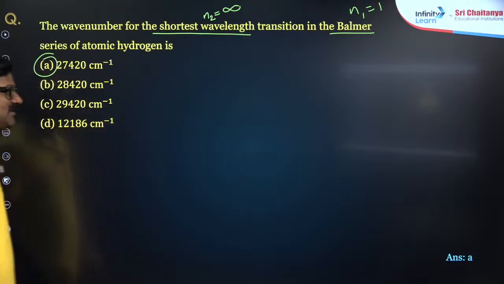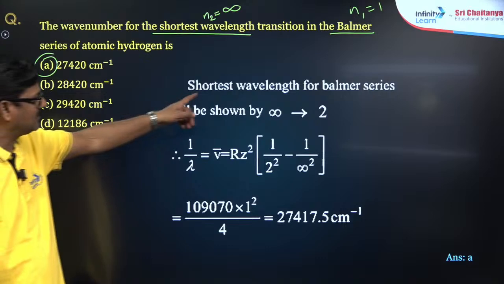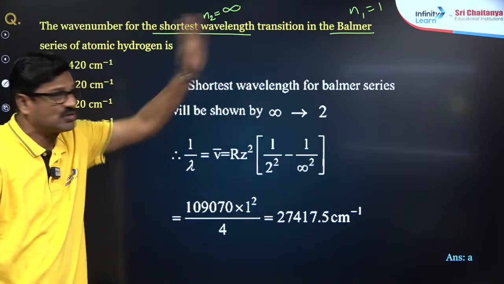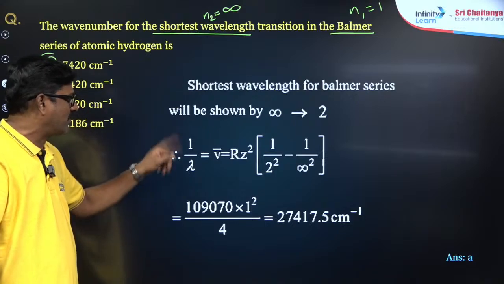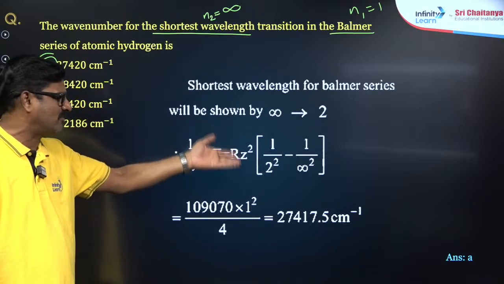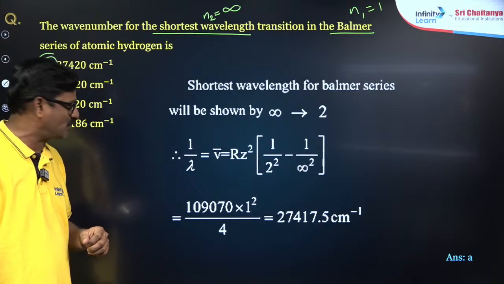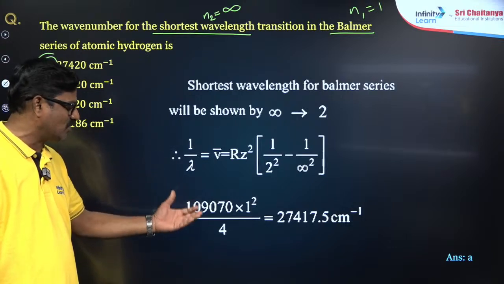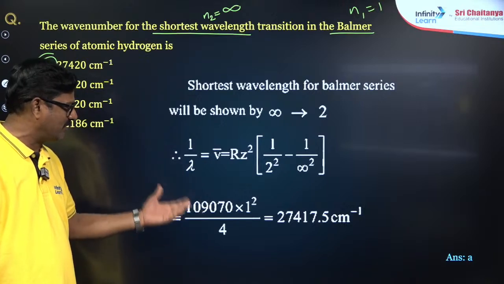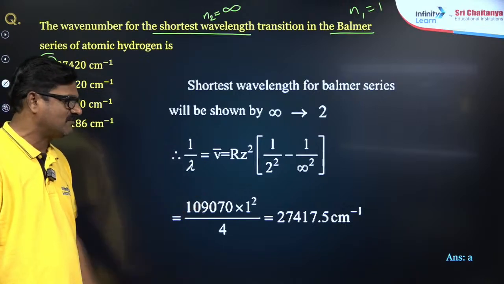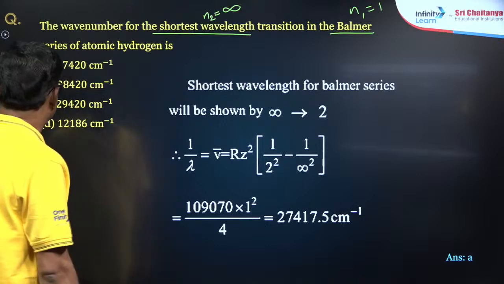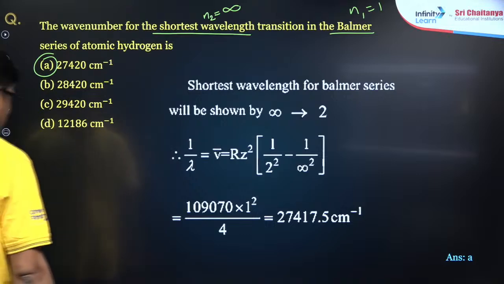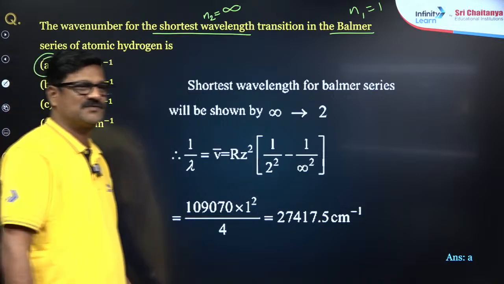So how come it is A? You can see the shortest wavelength for the Balmer series will be shown by infinity to 2. I have already told you. So 1 by lambda is equal to nu bar R Z square, 1 by 2 square minus 1 by infinity square. On solving, 1096770, and 1 by 4, so it is coming to be 27417.5 per centimeter. Okay, that's fine.